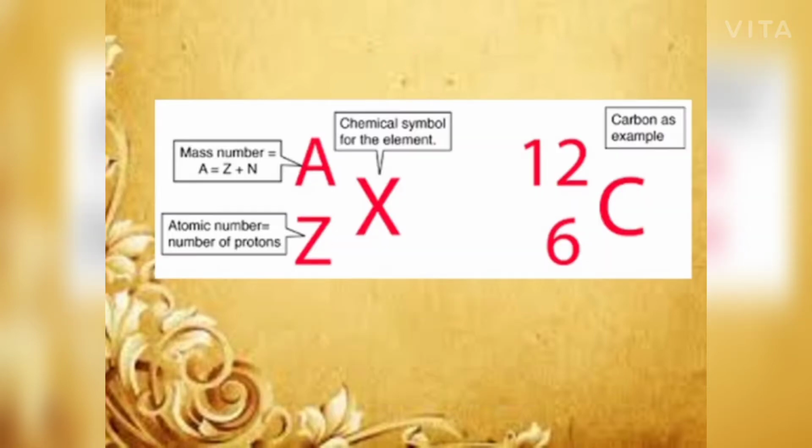Let us take X as the symbol of the element, Z represents the atomic number, and A represents the mass number. Atomic number means the number of protons. Mass number means the sum of the number of protons and the number of neutrons. For example, carbon has atomic number 6 and mass number 12. This is the representation of an element.